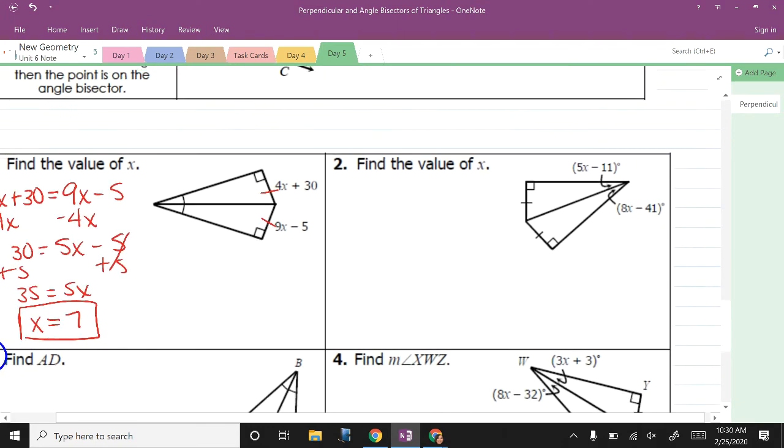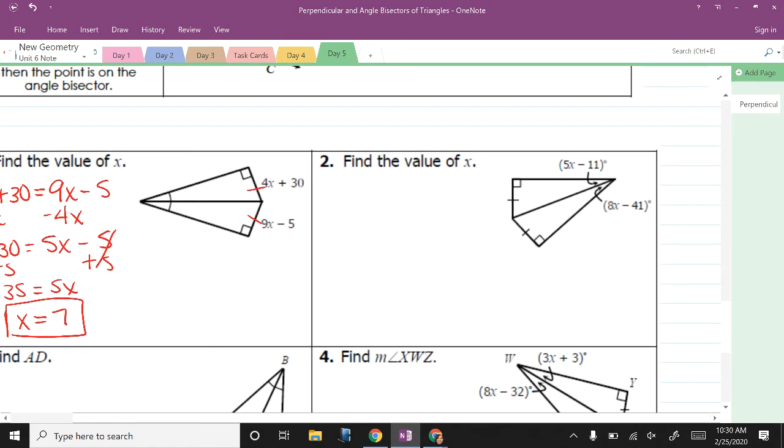Okay. Number 2. Same thing. This time they tell you that these points are equidistant, which means they're congruent. So what does it say about this angle? They're congruent because that is an angle bisector, right? So that means to find the angle measures, I set 5x minus 11 equal to 8x minus 41. So subtract 5x.